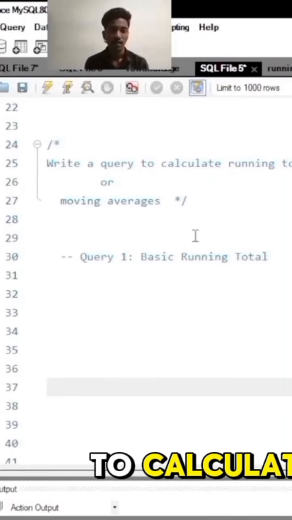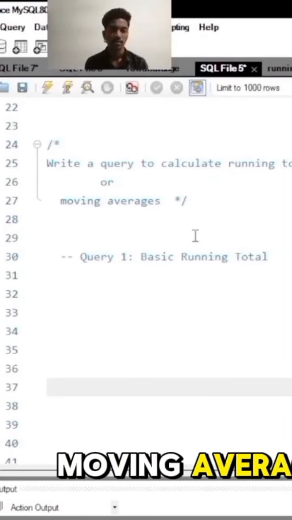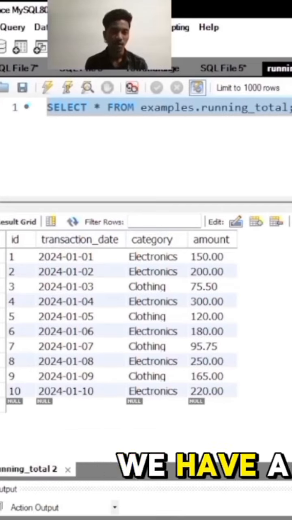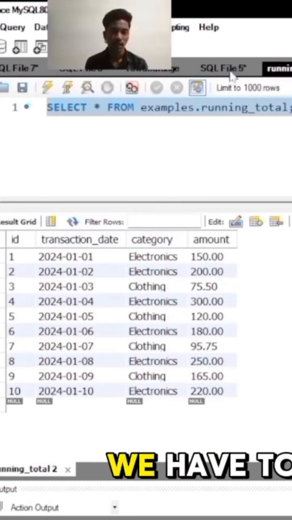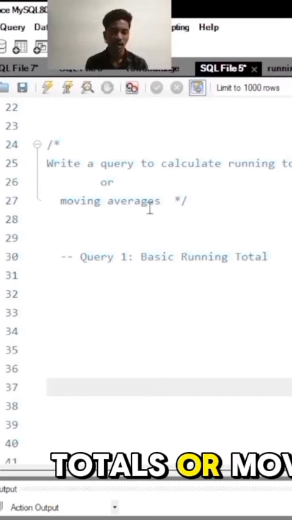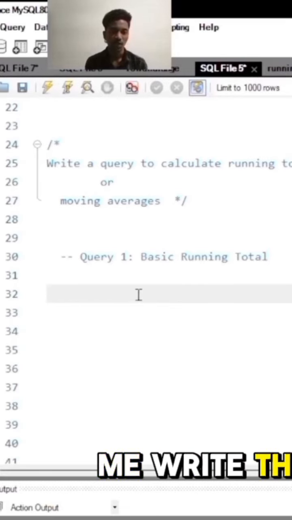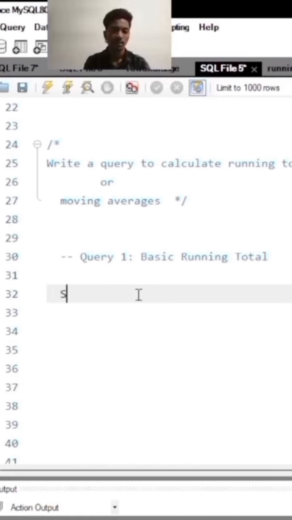Write a query to calculate running totals or moving averages. In our database, we have a table like this. By using this table, we have to find out running totals or moving averages. So first let me write the query. After that, I will explain step by step.